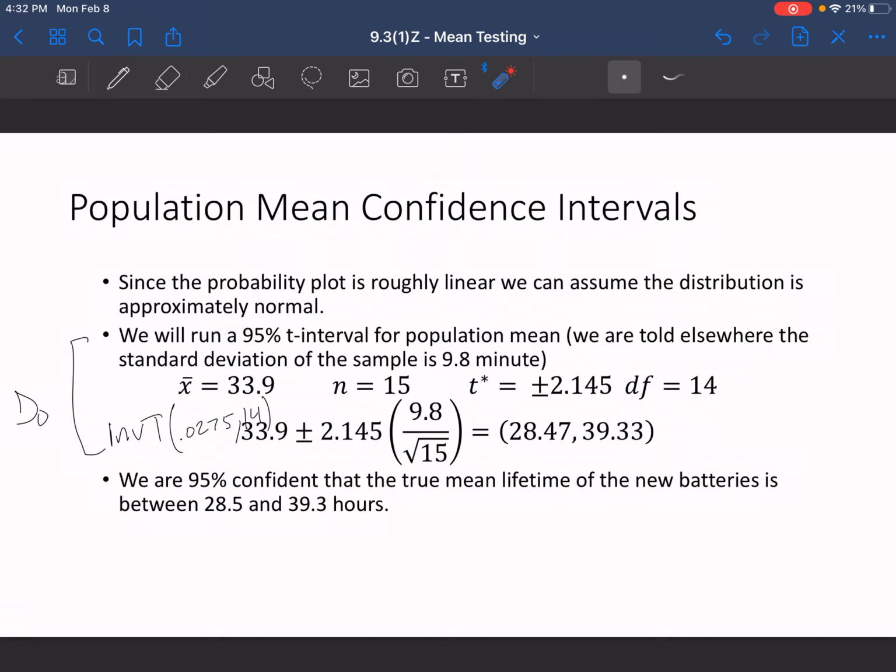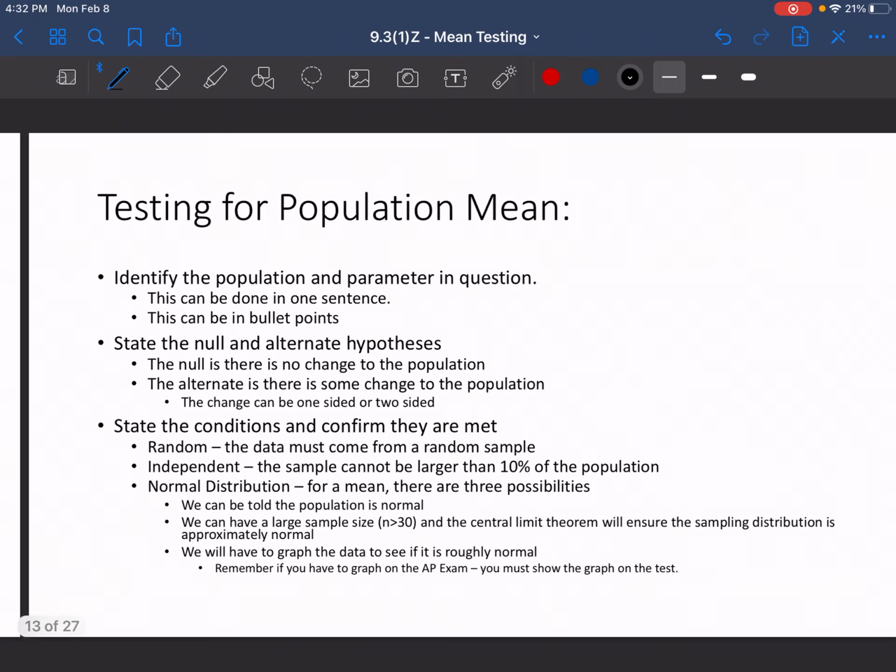So we are 95% confident that the true mean lifetime, and again, this is our conclusion, that the true mean lifetime of the new batteries is between 28.5 and 39.3 hours.